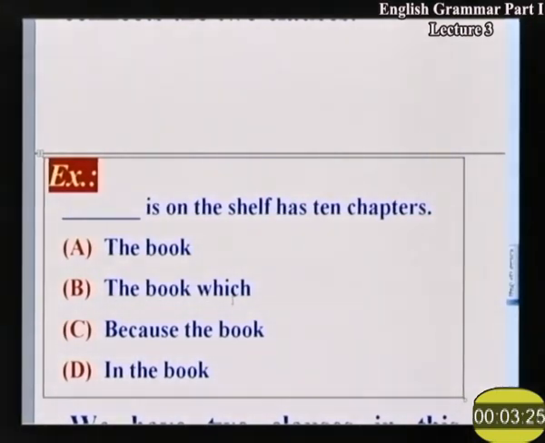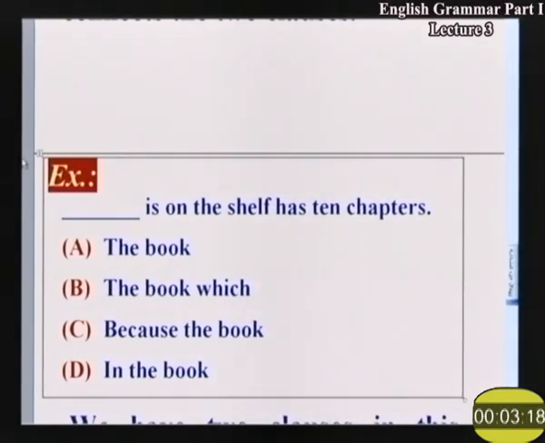طيب عندي the book which. وعارفين إن which is a connector and it can be a subject as well. يبقى the book has 10 chapters. The book is on the shelf. يبقى بقت the book which is on the shelf has 10 chapters.